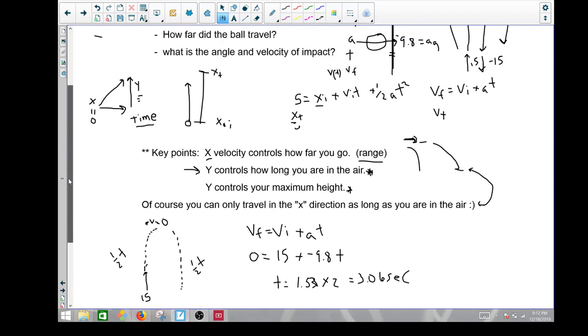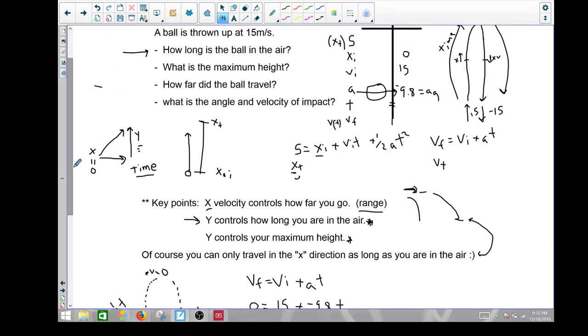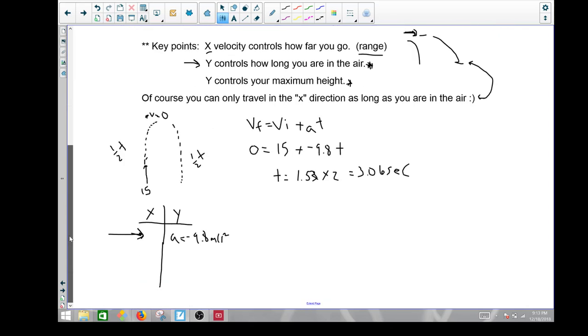All right, other questions that are commonly asked. Okay, what's my maximum height? How far did my ball travel horizontally? We're not traveling 0 horizontally. What's my maximum height? Okay, to solve for maximum height, again, the x controls horizontal movement, y controls time in the air, which we just used, and your maximum height. Okay, so I want to use a position at time t. So it doesn't matter what I have, as long as I put my t in, it's going to give me my location at that time.